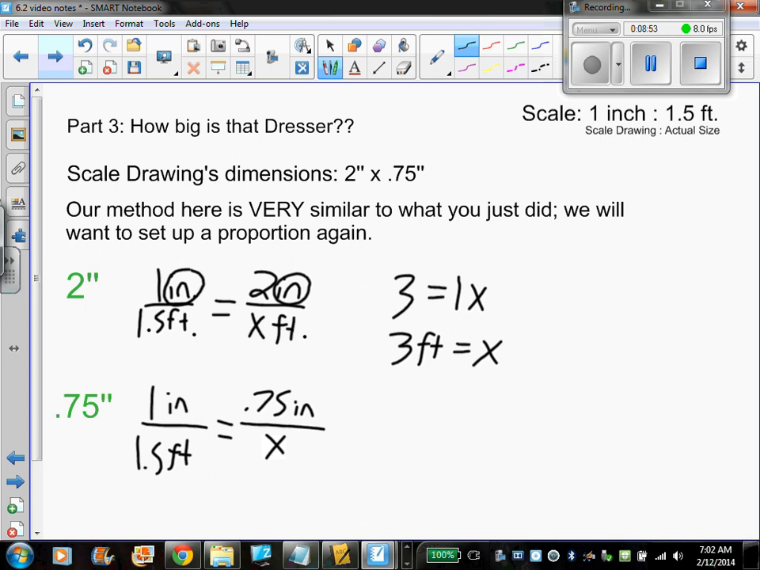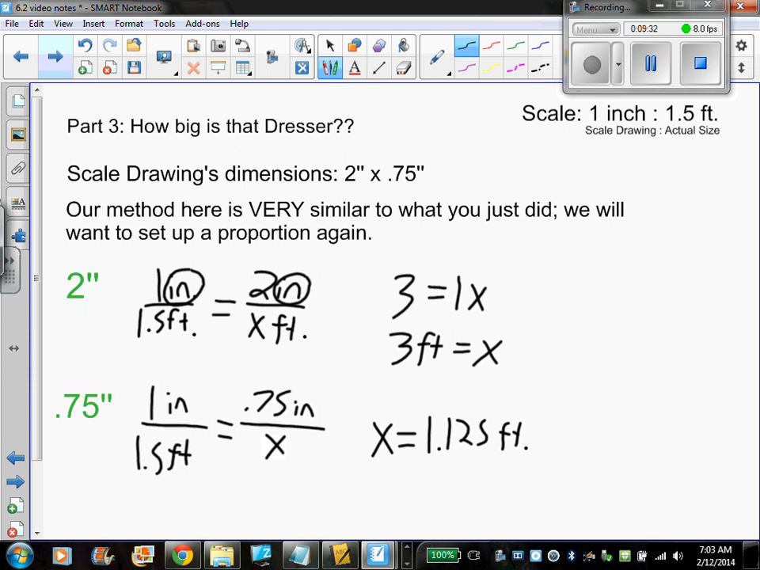So, as you saw last time, here we're going to again have x equals, but now we have to calculate what 1.5 times 0.75 is. And if you do that calculation, I would highly recommend a calculator for this. 1.5 times 0.75 is 1.125. So 1.125 feet. So our dimensions of our dresser are 1.125 feet by 3 feet. And we calculated all this using scale factors.